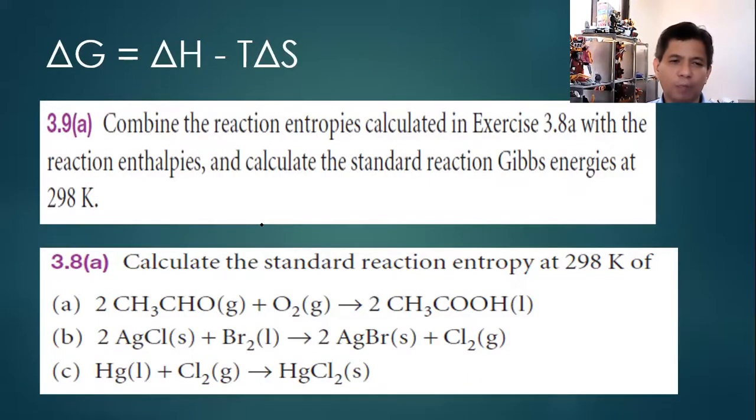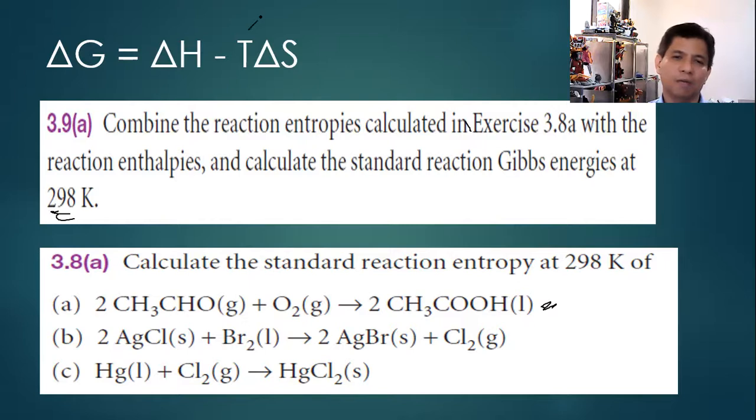So, let's try to solve 3.9a. So, 3.9a, gagamit tayo ng Gibbs equation. Combine the reaction entropies calculated in 3.8a with the reaction enthalpies calculated and calculate the standard reaction Gibbs energy at 298 K. So again, isosolve natin yung letter A nung 3.8a. Kakalkulate natin yung delta G niya. Basically ito. So, meron na tayong value ng delta S doon sa sinolve ko kanina. No? So ang sabi ko naman sa inyo, ang temperature is ito 298 Kelvin.